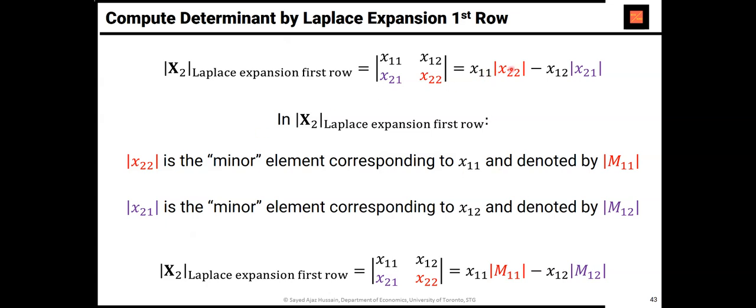And we now denote this by M11. So life sucks. M11 is the same as x22. And now instead of calling this x21, we call this the minor element associated with element 1,2. So this will become M12. The reason we do this is because it's sexier. As we know, mathematics is all about cool, sexy looks.